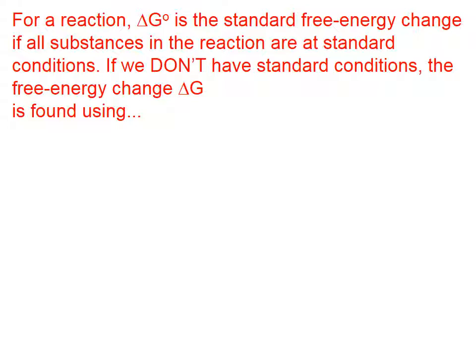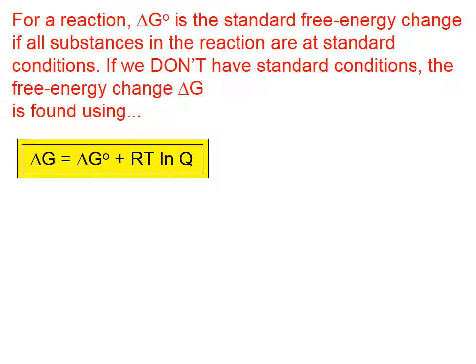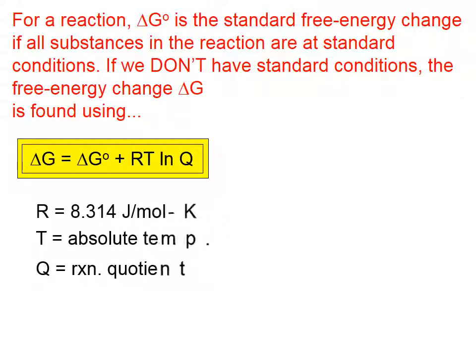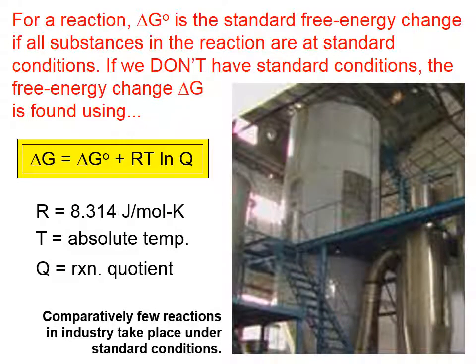For a reaction, delta G naught is the standard free energy change if all substances in the reaction are at standard conditions. If we don't have standard conditions, the free energy change delta G is found using this equation. Delta G is equal to delta G naught plus RT log Q, where R is the gas constant, 8.314 joules per mole Kelvin. T is the absolute temperature, that is the Kelvin temperature, and Q is the reaction quotient, which is products raised to their powers over reactants raised to their powers.